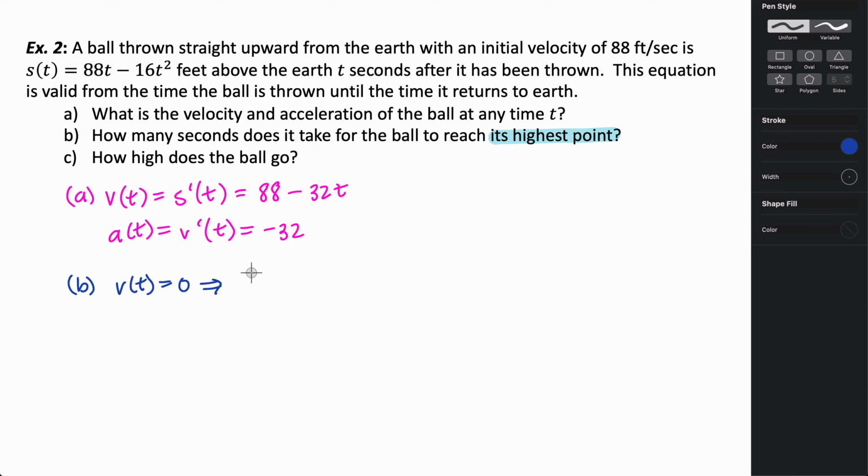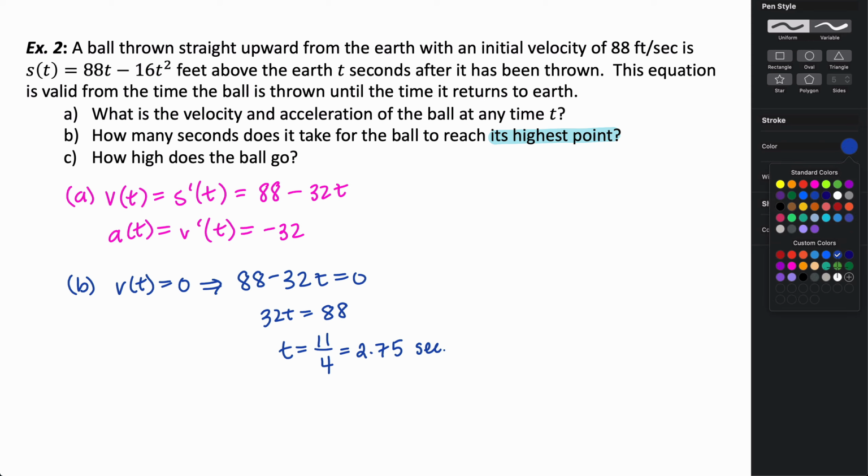And that happens when 88 minus 32t is equal to 0. So 32t is equal to 88. Divide by 32, and what do we get? So 8 goes into both of these. 8 goes into that 11 times. It goes into that 4 times. So we get 11 over 4, which is 2.75. So after 2 3/4 seconds is when it reaches its maximum height.